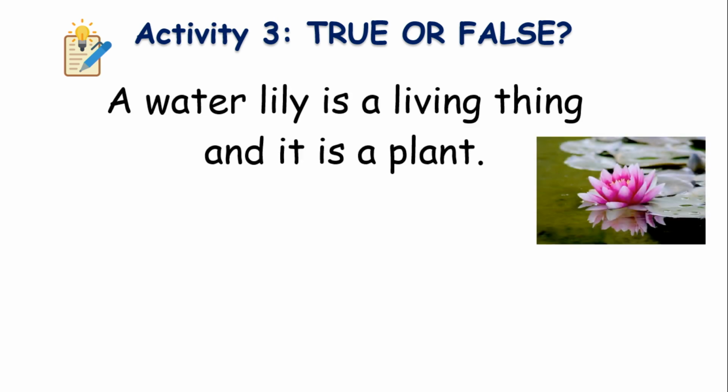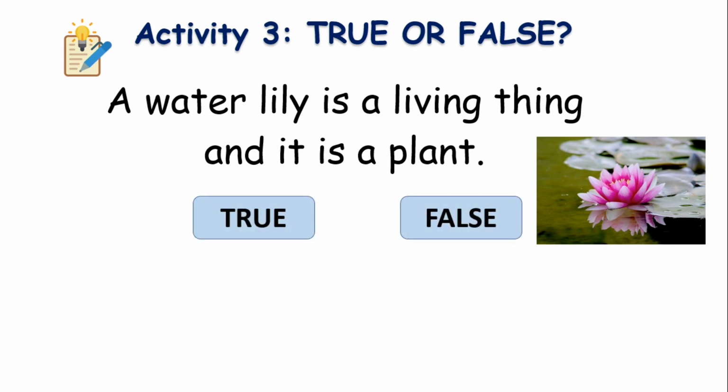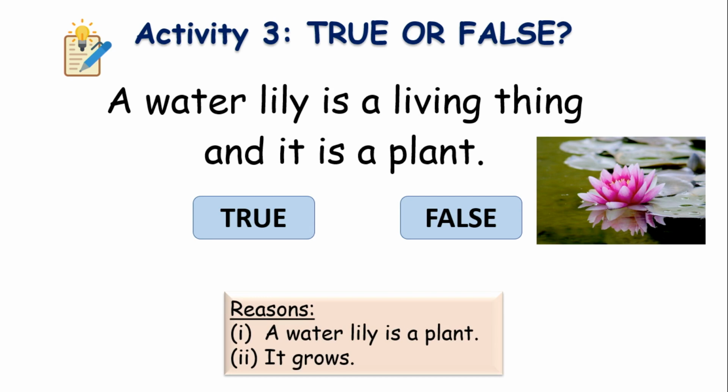Next one, a water lily is a living thing and it is a plant. Is this true or false? Well, the water lily is a plant. You can find it at the botanical garden of Pamplemousse. The water lily also grows. Hence, this statement is true.